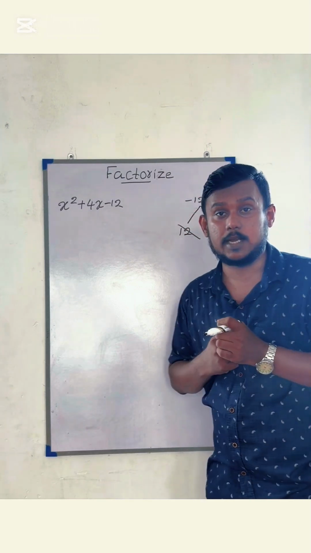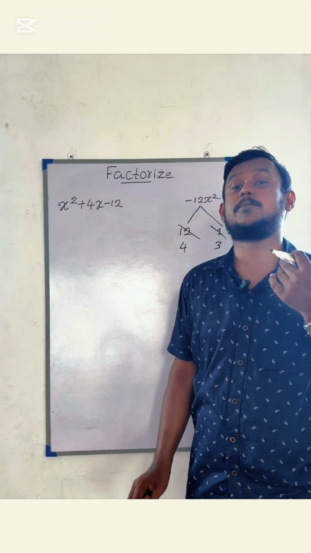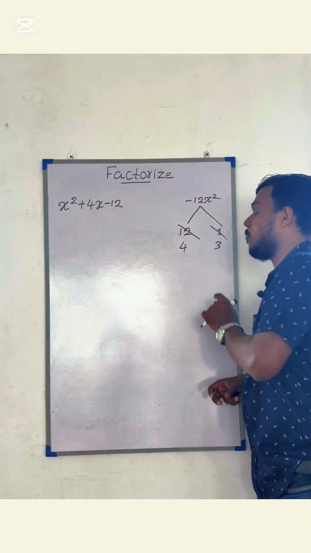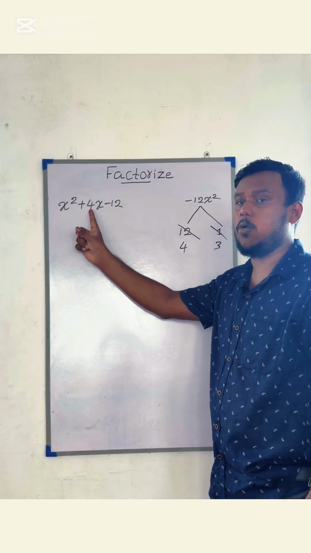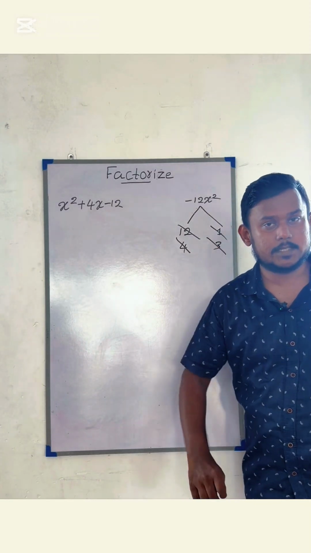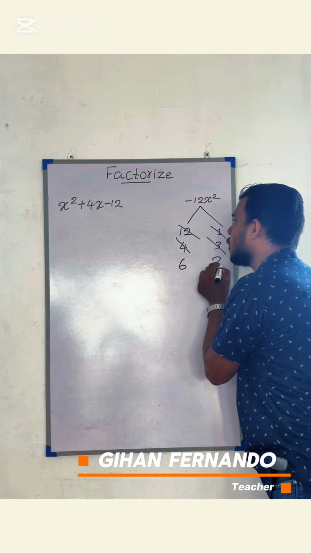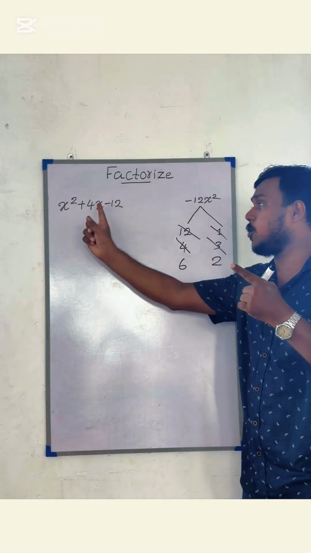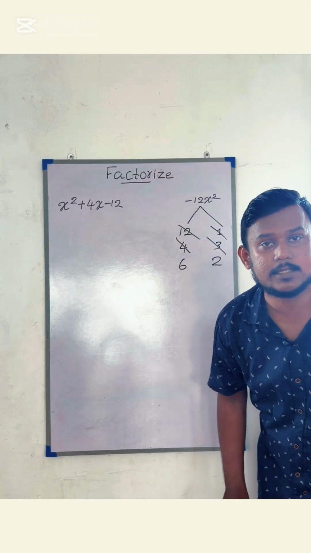4 into 3 is 12, right? But if I add 4 and 3, it becomes 7. If I subtract 3 from 4, it becomes 1. I don't have 7 or 1 in my middle term, which means these are not my factors. But if I consider 6 and 2, can you see that when you subtract them, you get your middle value, which is 4? Which means these two are your factors.